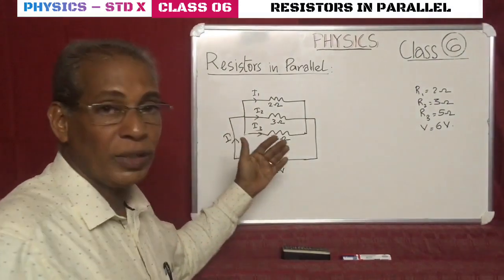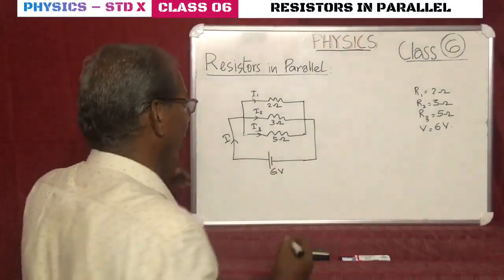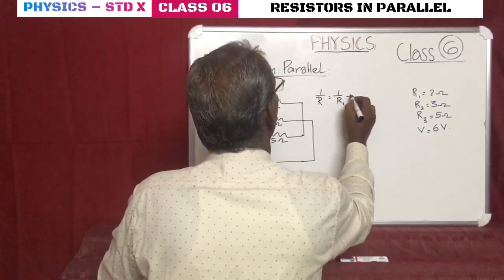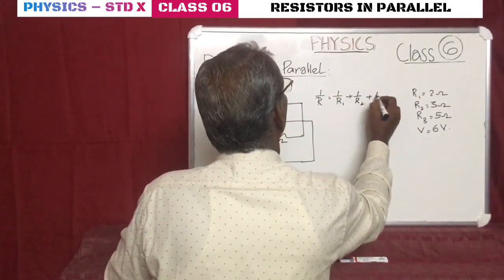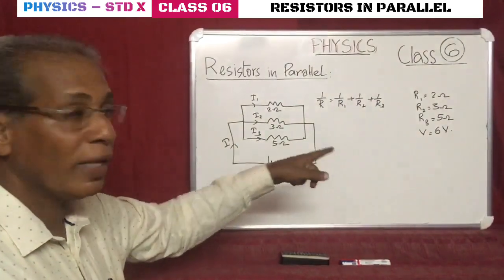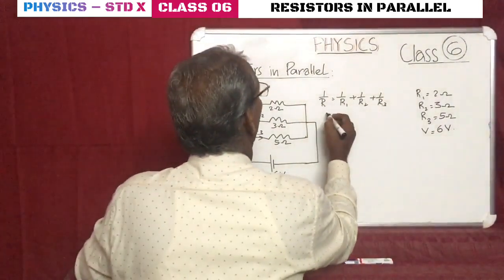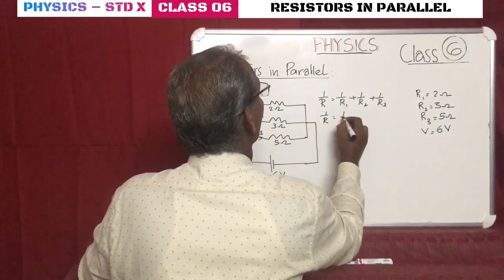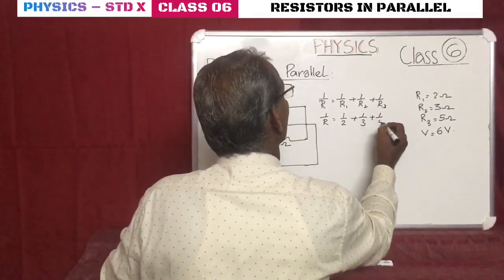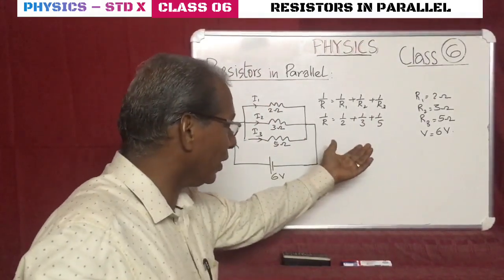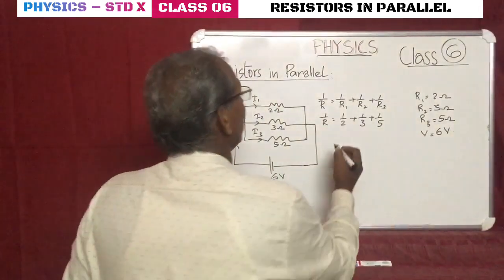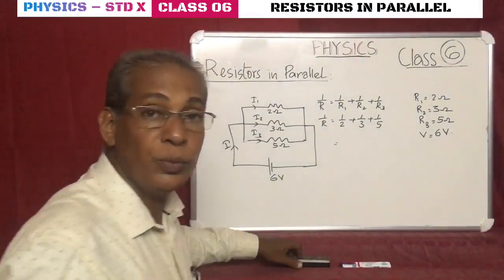We know the effective resistance equation is 1 by R is equal to 1 by R1 plus 1 by R2 plus 1 by R3. So R1, R2, R3 are given. So we can write 1 by R is equal to 1 by 2 plus 1 by 3 plus 1 by 5. It's a simple mathematical simplification of fractions that you might have studied in mathematics. See, the denominators are 2, 3 and 5.